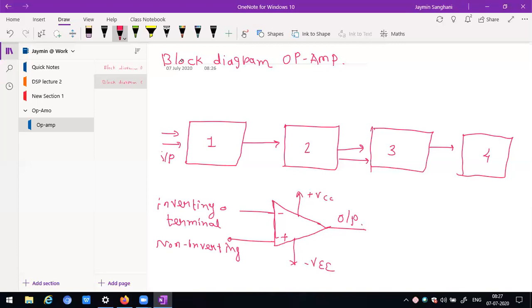Here VCC, plus VCC, means what? It can be considered as a supply voltage. Now, this is known as IC, which consists of 8 different pins, 741. This is the name of IC. This is the first pin, second pin, third pin.